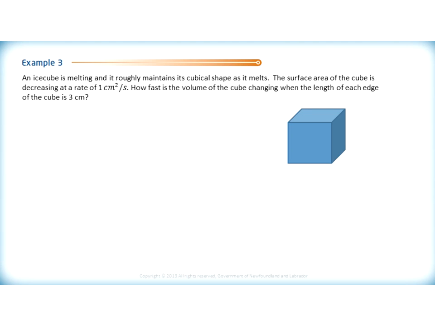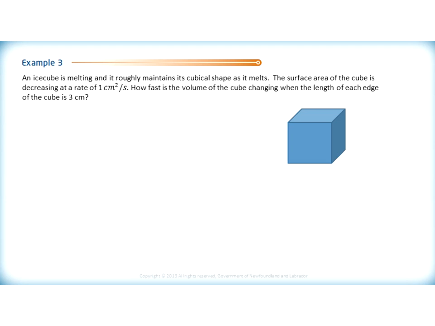An ice cube is melting, and it roughly maintains its cubical shape as it melts. The surface area of the cube is decreasing at a rate of 1 centimeter squared per second. How fast is the volume of the cube changing when the length of each edge of the cube is 3 centimeters? Whoa, lots of stuff going on there. The lengths of the edges of the cube and the volume and the surface area, all kinds of neat things.